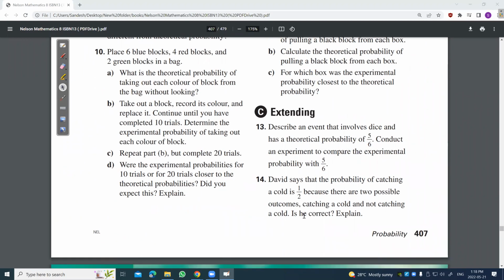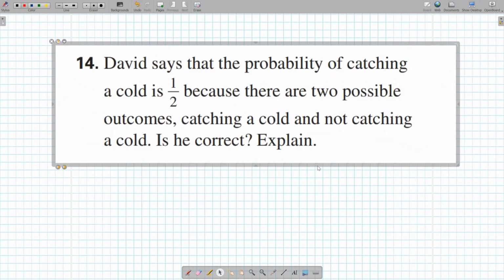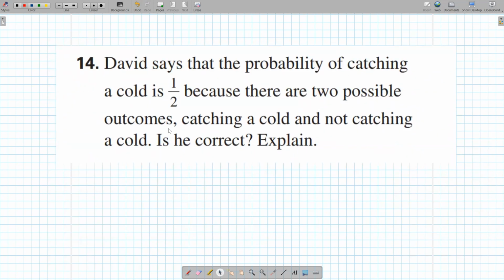Let's see what else is there. Okay, this one's a little bit interesting. So this person says that the probability of catching a cold is 1 out of 2 because there's only 2 possible outcomes. Is he correct?